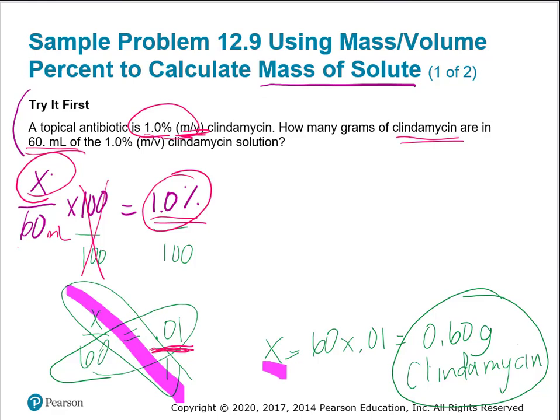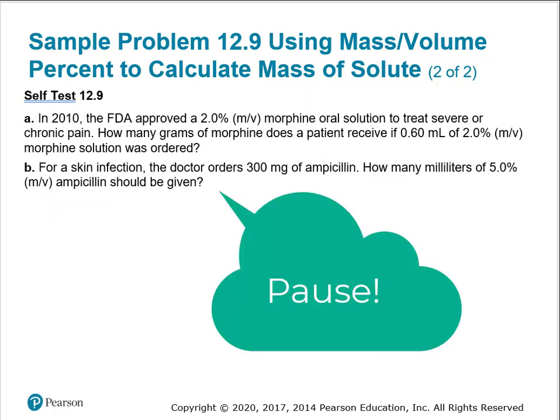X times 1 is X. 60 times 0.01 is 0.60 grams of clindamycin. Pause here as you try to work backwards again to find the mass of these solutes.